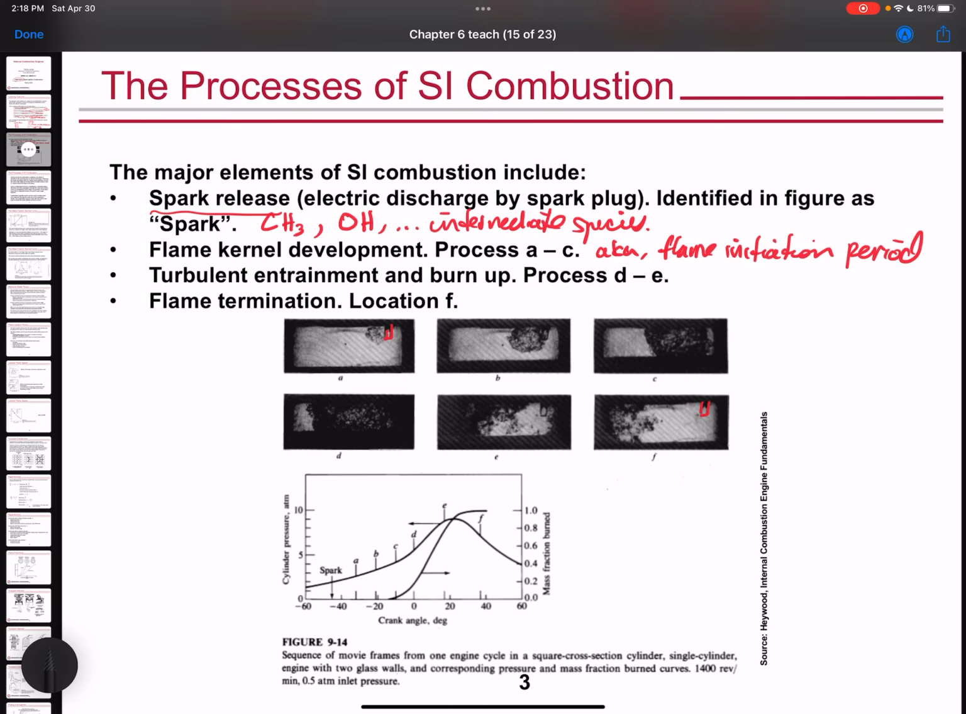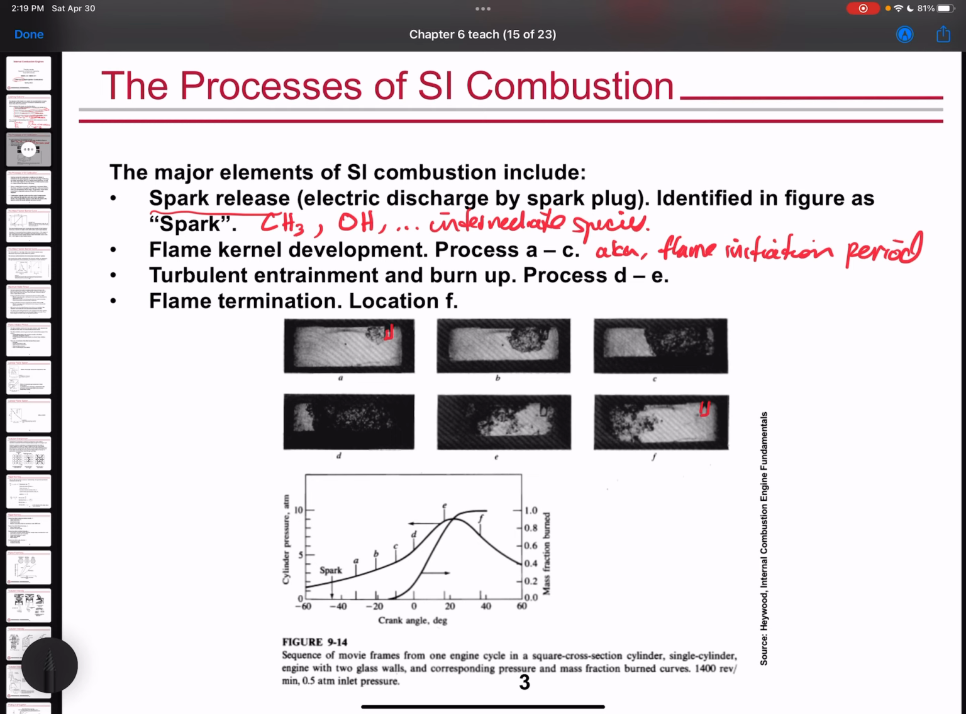So nearly 35 crank angle degrees is how much time it takes for the chemistry to get far enough along where now you have a fairly high temperature pool of reactants, or a high temperature flame, really is the better way to say it, finally at point C, okay? Okay, so that's what's happening during your flame kernel development period, which again, I'll oftentimes refer to as the flame initiation period.